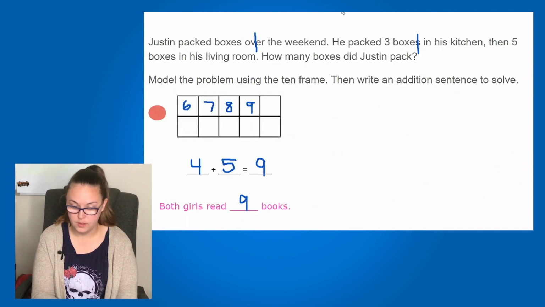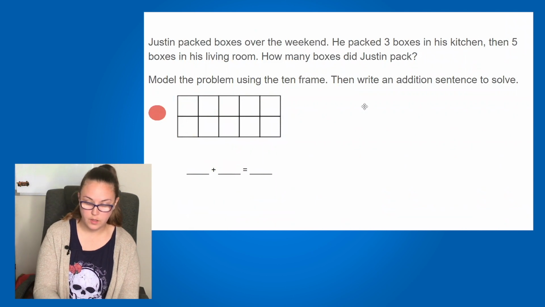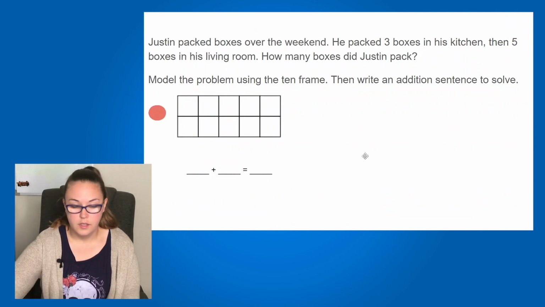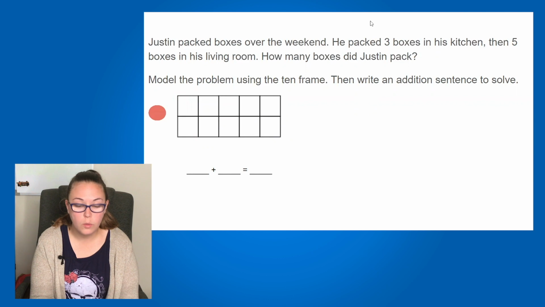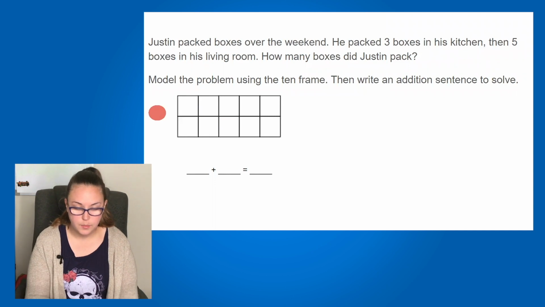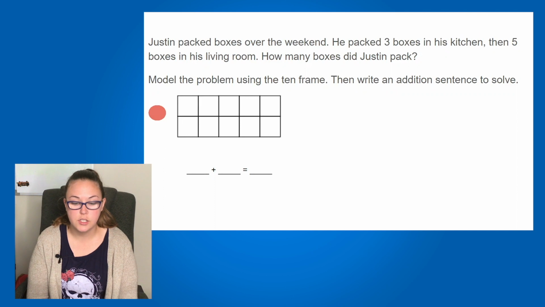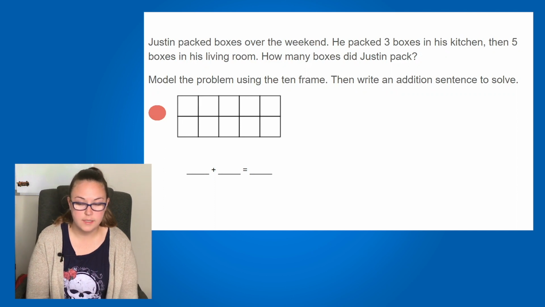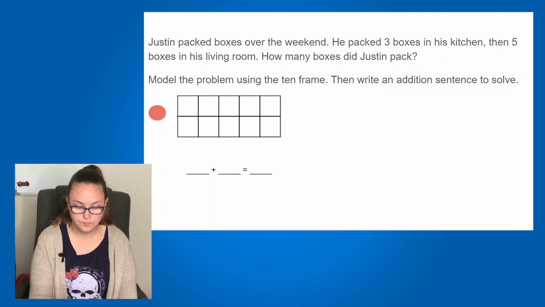And that problem is right here. So let's read the whole problem from start to finish, and then we'll go back and solve each sentence. Justin packed boxes over the weekend. He packed 3 boxes in his kitchen, then 5 boxes in his living room. How many boxes did Justin pack?